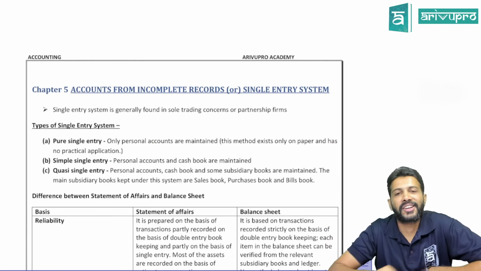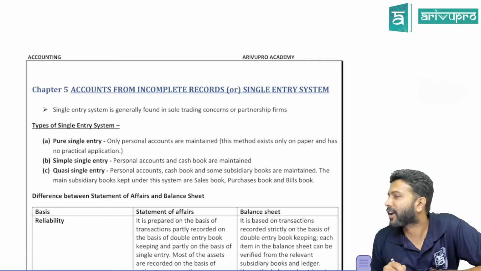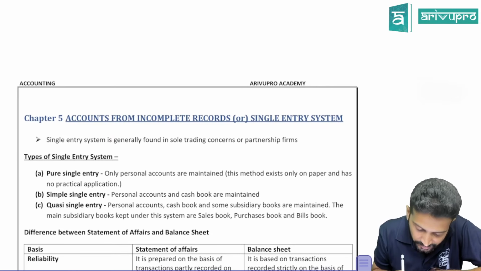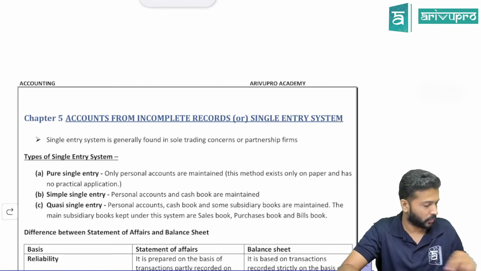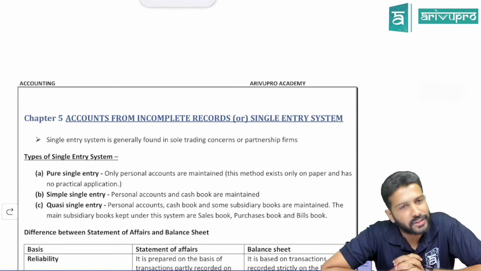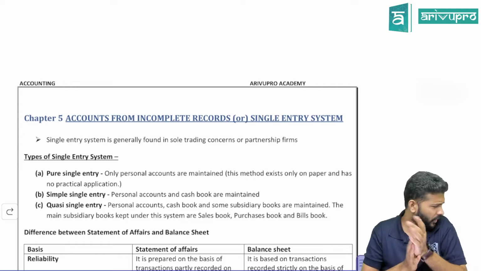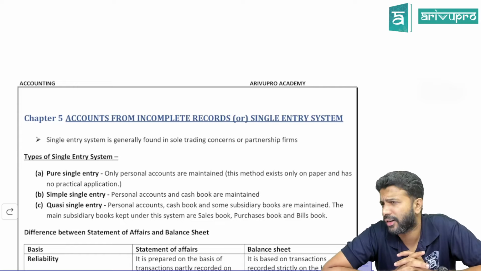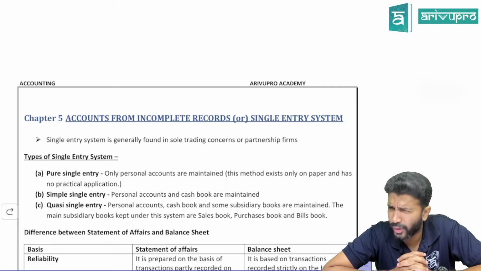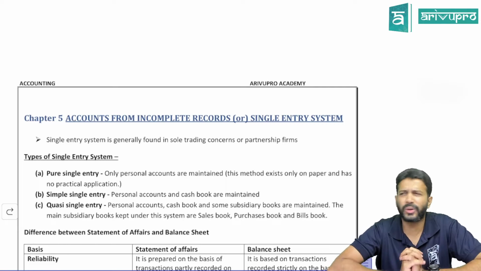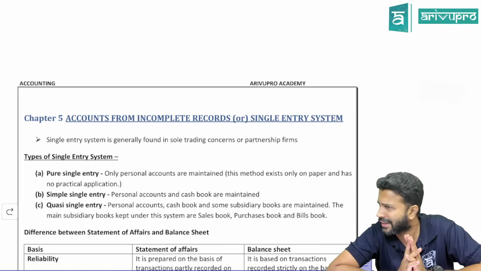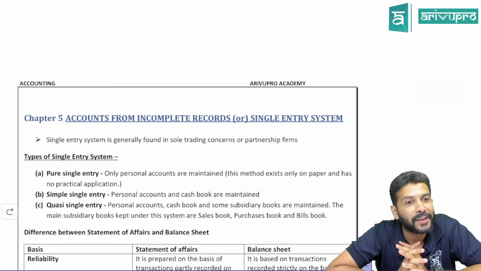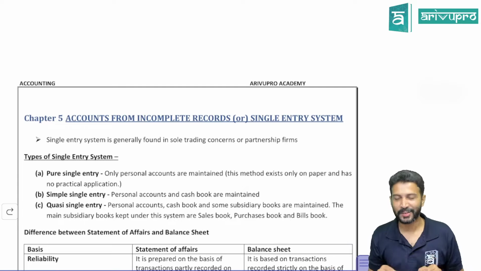Hello guys. So the next topic is accounts from incomplete records, or what we used to call the single entry system. I think this particular topic was there in your 11th standard, and at CA Foundation it was not there. Maybe in BCom it was available.